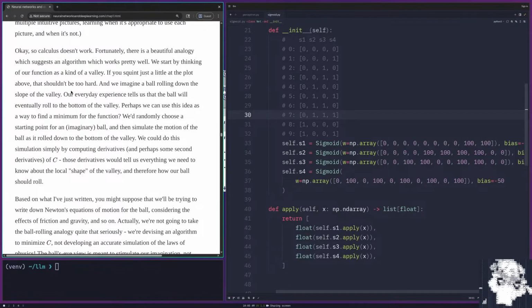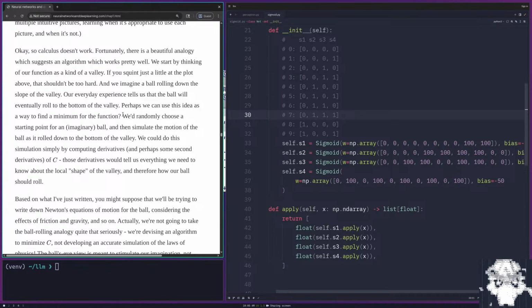Fortunately, there is a beautiful analogy which suggests an algorithm which works pretty well. We'll start by thinking of our function as a kind of valley. If you squint just a little at the plot above, that shouldn't be too hard. And we'll imagine a ball rolling down the slope of the valley. Our everyday experience tells us that the ball will eventually roll to the bottom of the valley. Perhaps we can use this idea as a way to find a minimum for the function.